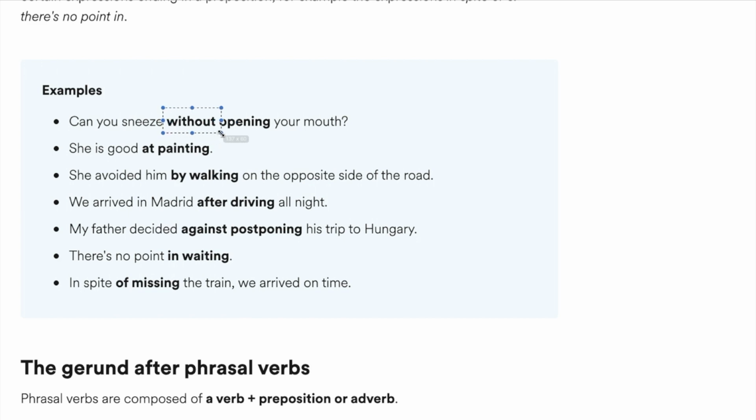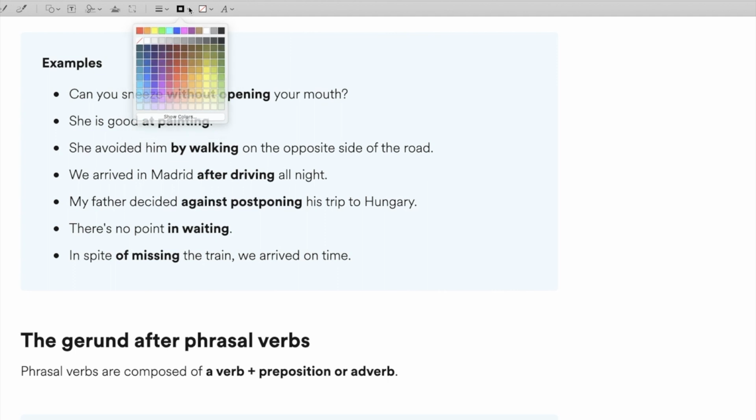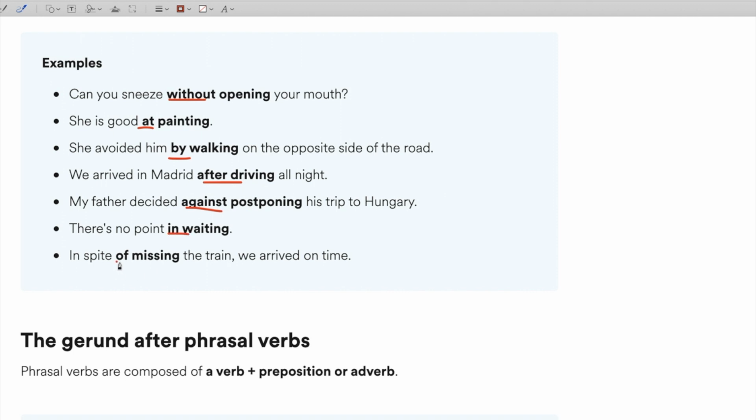But I like these examples here. Without, you know what? Actually, okay, let me underline these. Let me change this color, and let's take a look at some of these examples. So without, this is my preposition. At, that's my preposition. By, that's another preposition. After, against, in, and of.